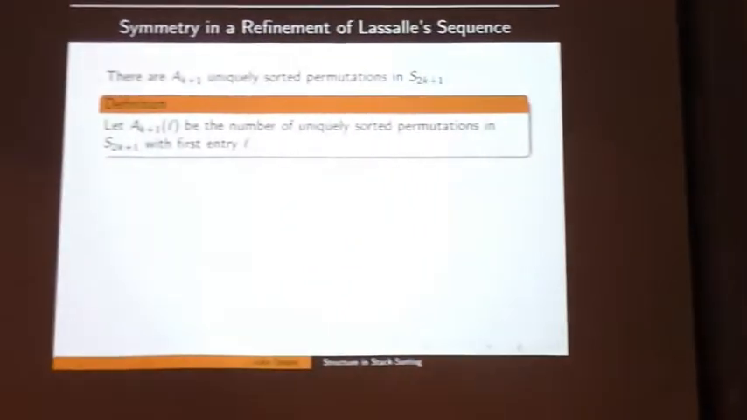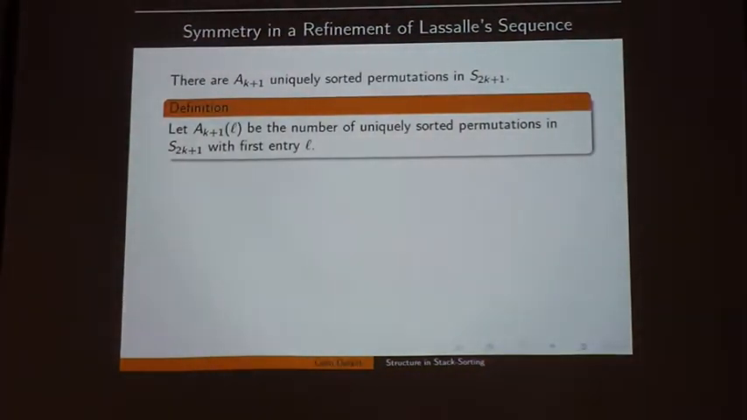All right, now I want to refine LaSalle's sequence for you a little bit. So remember, a_{k+1} is the (k+1)st term in LaSalle's sequence. It's the number of uniquely sorted permutations of length 2k+1. I'm going to define a_{k+1}(L) to be the number of uniquely sorted permutations of length 2k+1 in which the first number is L.